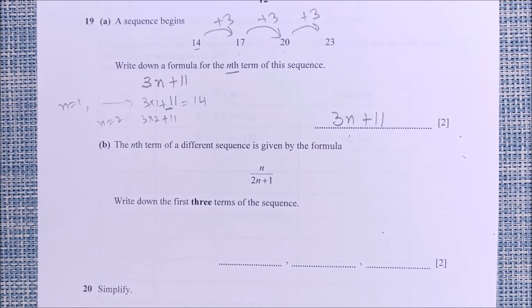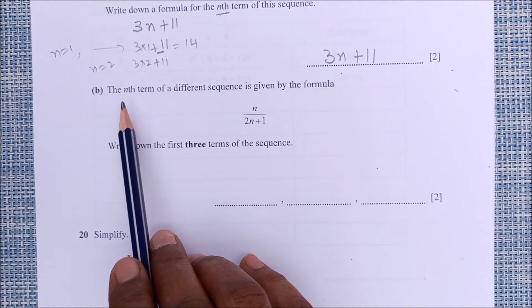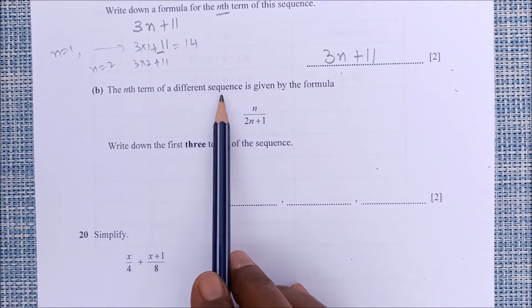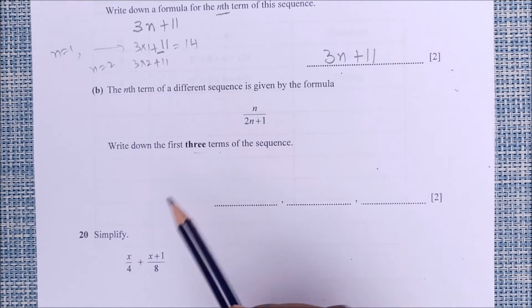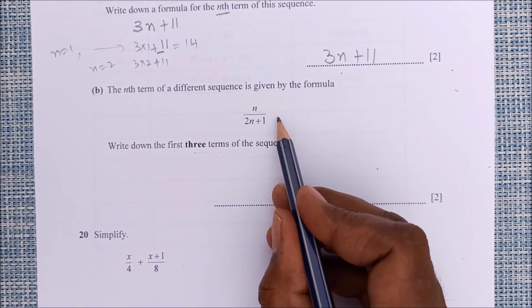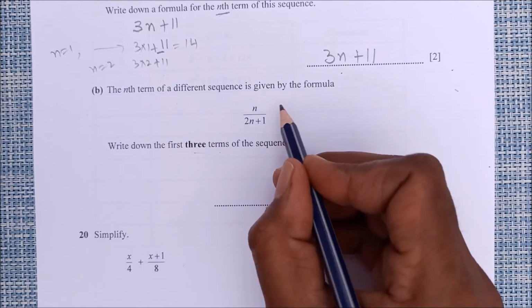Now part B. Write down the nth term of a different sequence is given by this formula. Write down the first 3. This is another sequence, so we have nothing to do, just substitute the values as n. When n is 1, so it will be.